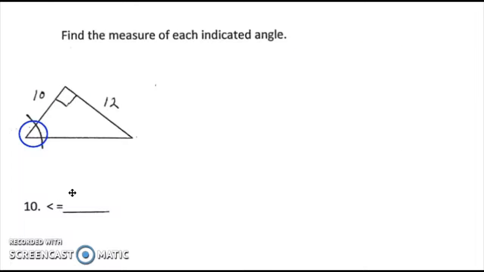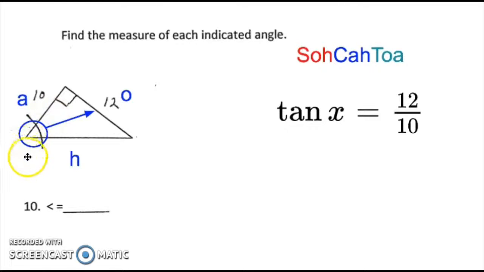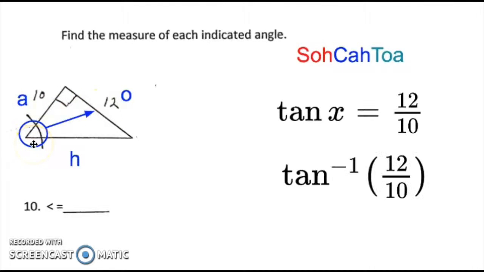Number 10, circle the angle here that we're looking for. Draw the arrow across. That side is opposite. The hypotenuse is across from the 90-degree angle, and this side is adjacent. So we have opposite and adjacent. So opposite and adjacent is tangent, looking at SOHCAHTOA. So tangent of this angle x equals 12 over 10. We do second tangent 12 over 10, and we get 50.2 degrees. So just round that to 0.2. And that is number 10.